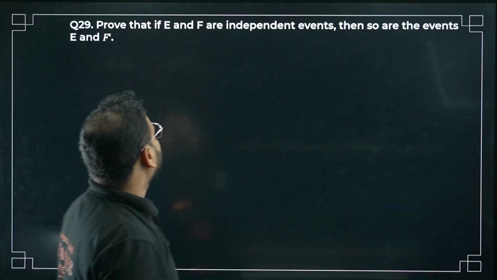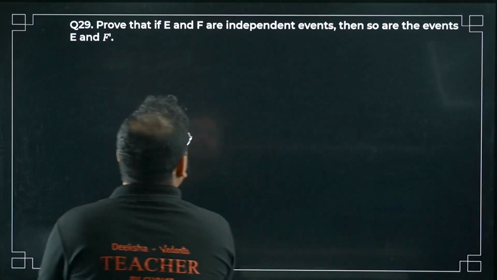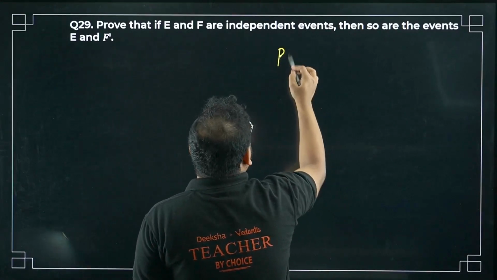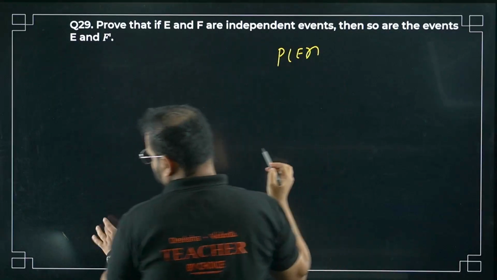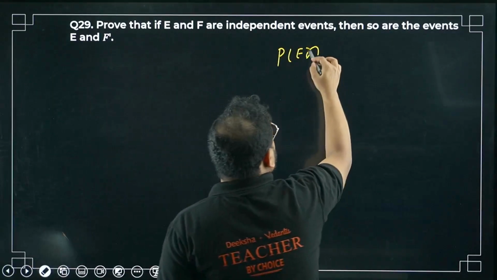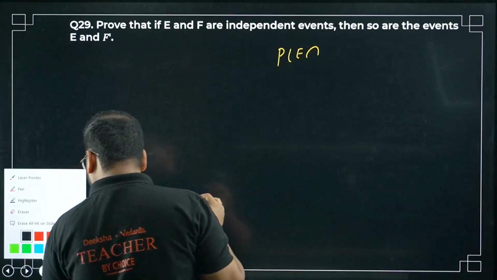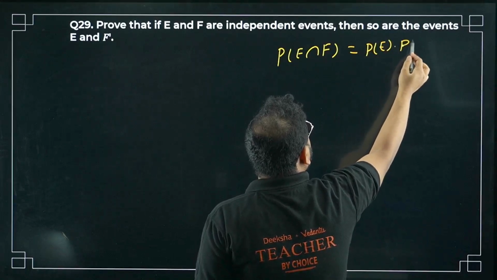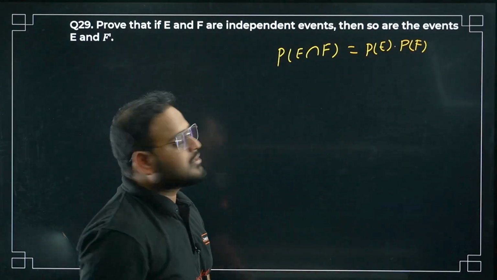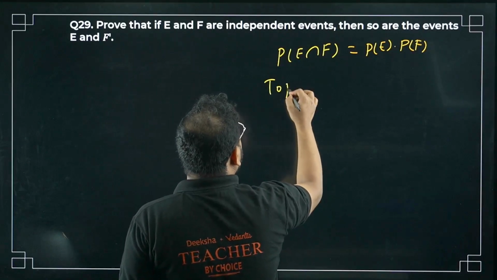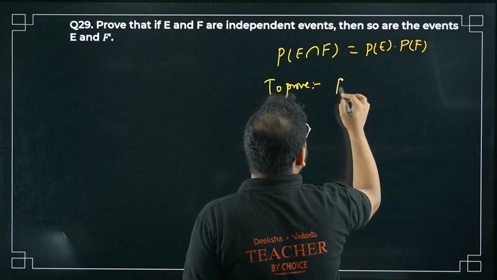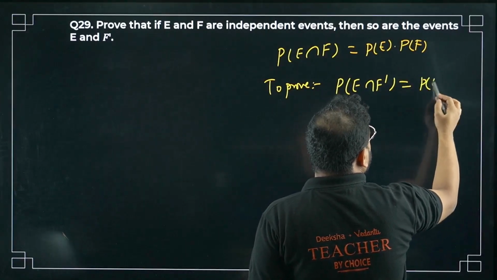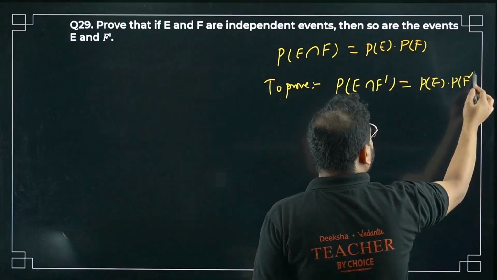29th now. Prove that if E and F are independent events, then so are the events E and F dash. So basically, for independent events, P of E intersection F equals P(E) into P(F). That's how we define independent events. What they are asking you to prove is that P of E intersection F dash is also independent, meaning it equals P(E) into P(F dash).